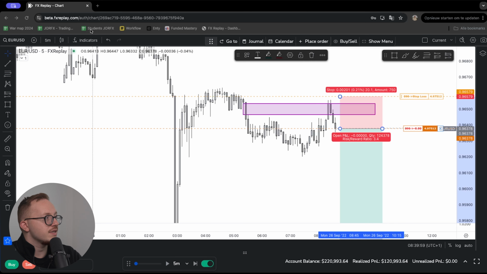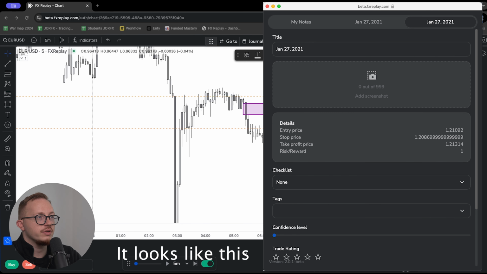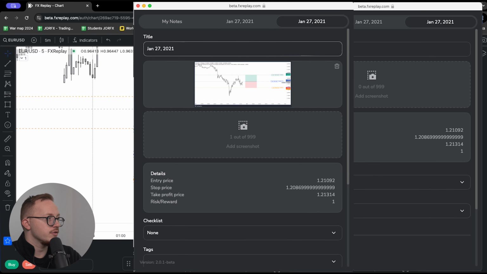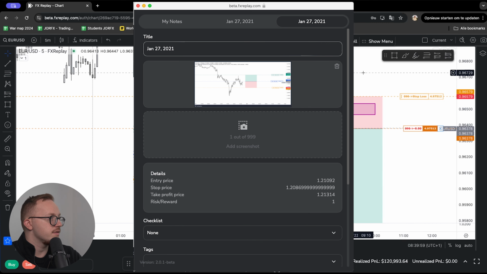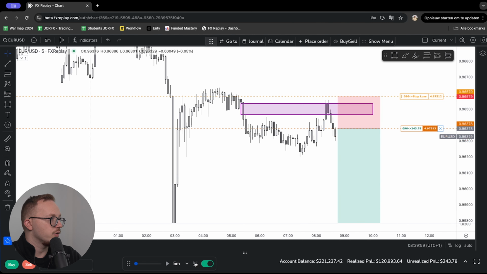The only thing that we have to change is that it is a market order. Then save and journal. It is opening now a separate tab. You cannot see that because I'm recording just this screen, but it's opening a separate tab where you can then log your confidence. Like I said, you can take a screenshot, also very nice. And then we can see if this is going to continue lower, yes or no.